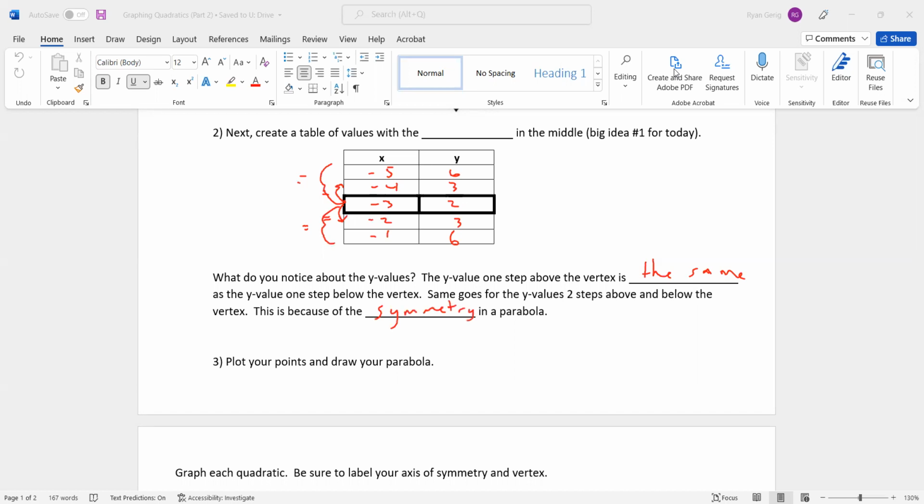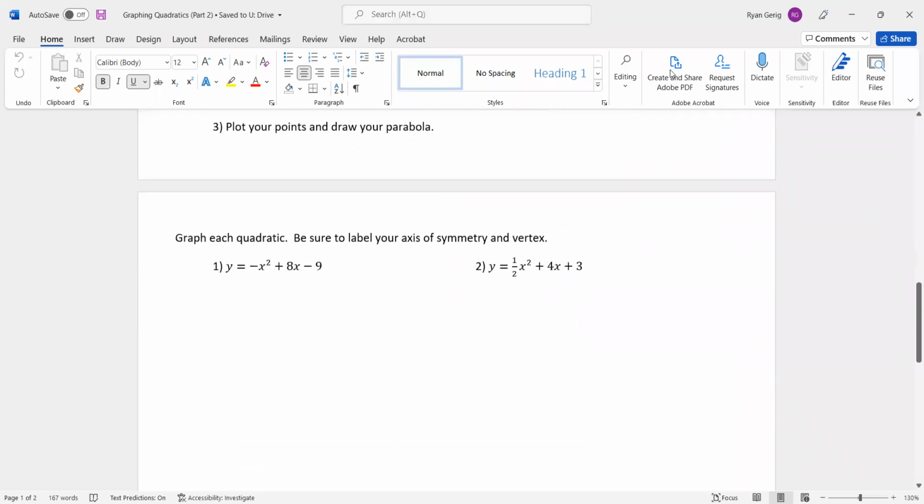So as long as you've found the middle, you only really need to find two, right? Two y values, because once you find the y value for -2, you should know the y value for -4. Once you find the y value for -1, you should know the y value for -5 because of that symmetry. It saves you work, okay? But you have to get the middle right before you can get that done accurately.